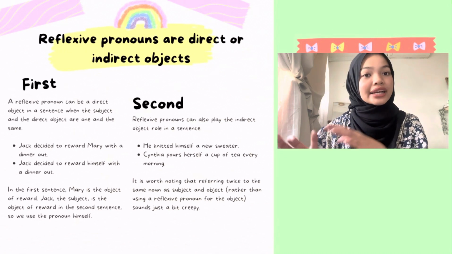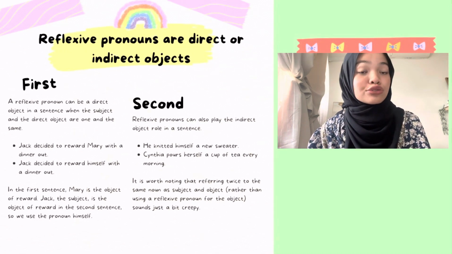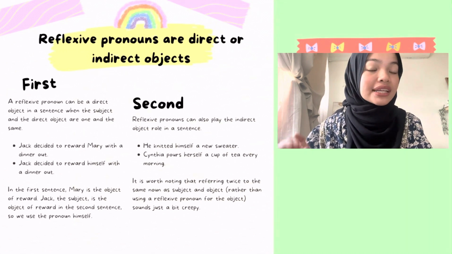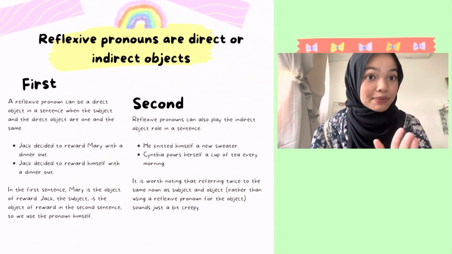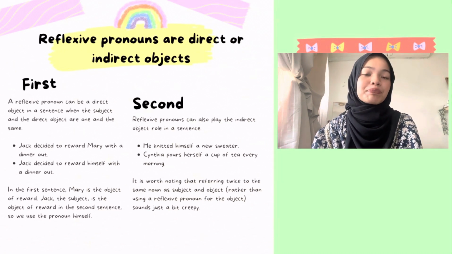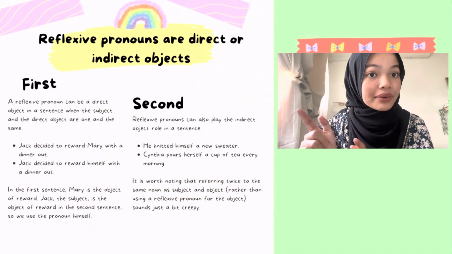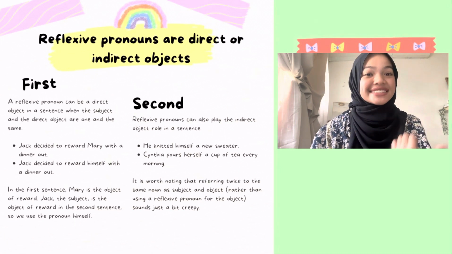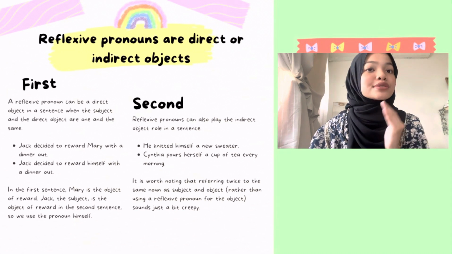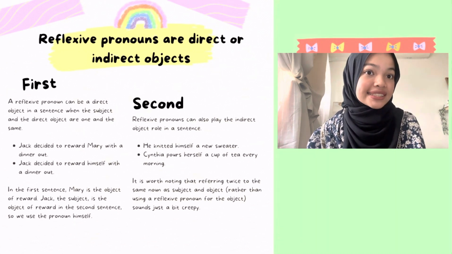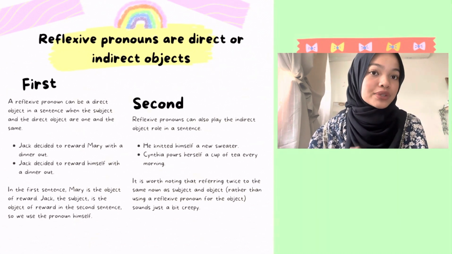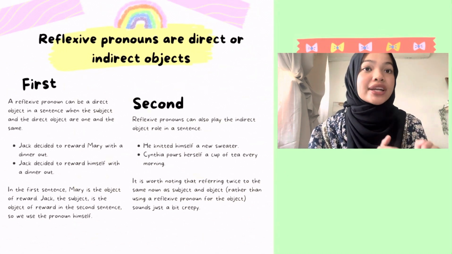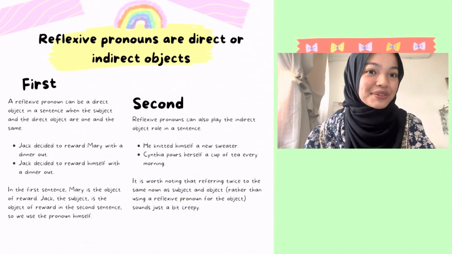the same. For example, Jack decided to reward Mary with a reward. And for the second sentence example, Jack decided to reward himself with a dinner out. So in the first sentence, Mary is the object of the reward. While for the second sentence, Jack, which is the subject, is also the object of the reward in the second sentence. So we use the pronoun himself. So it became, Jack decided to reward himself with a dinner out.